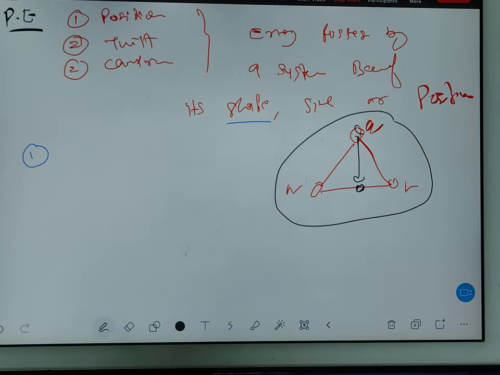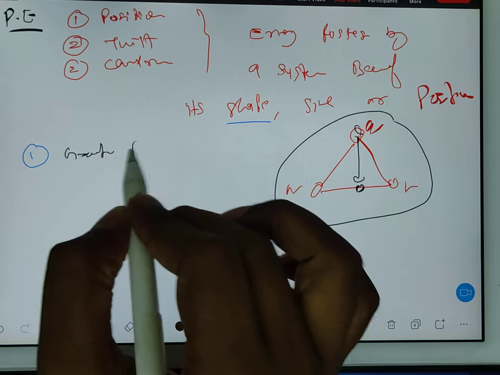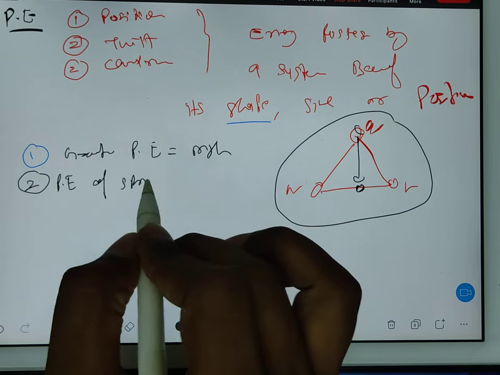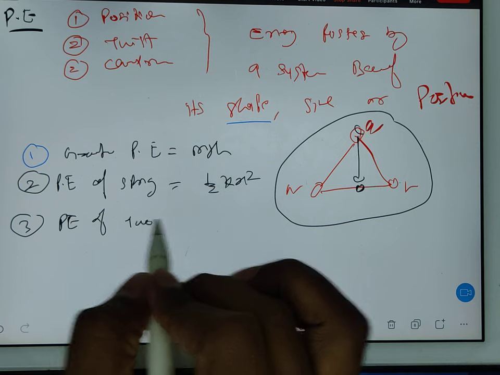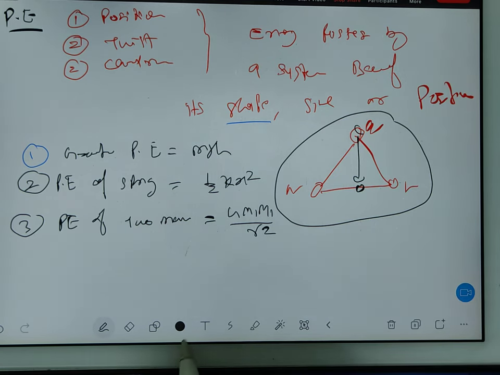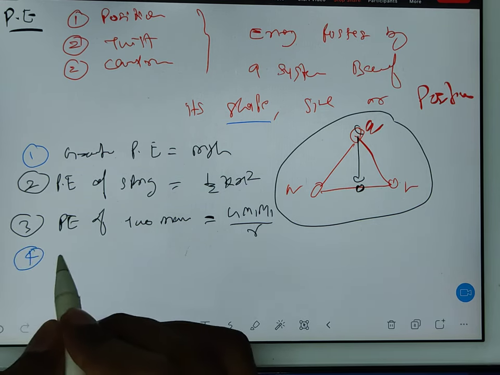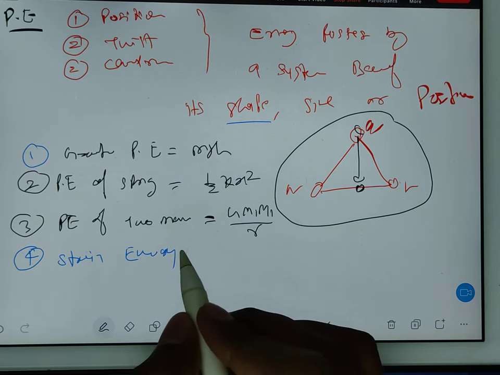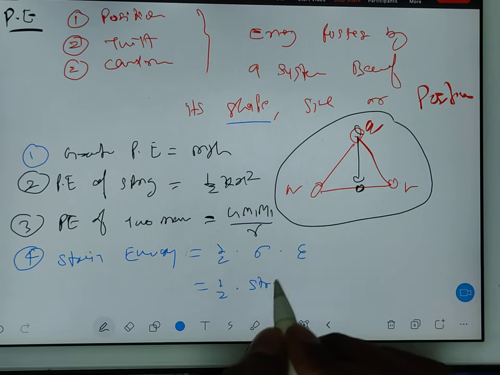But actually, we don't have to remember every potential energy formula. We have to remember some popular formulas like gravitational potential energy, that formula is mgh. Then another formula is the potential energy of a spring, that is half k x square. Of course, you can also mention the potential energy of two masses, that is G m1 m2 by r. Sorry, r, not r square. If you do square, it will become gravitational force. And another example is strain energy. Slowly you'll understand these when different portions of the aerospace syllabus come up. It is half into stress into strain. You can write that properly.